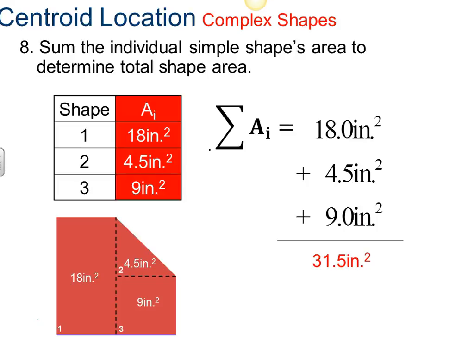All right. Step number 8, we sum the individual simple shapes' areas to determine the total shape area. So we add our 18, our 4.5 square inches, and our 9, that gives us 31.5 square inches total.